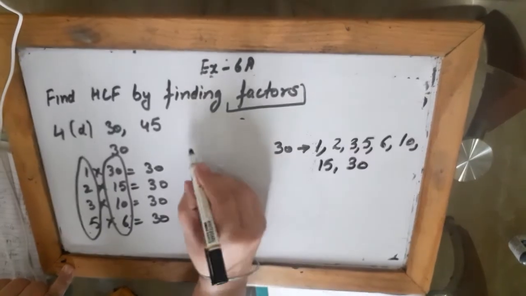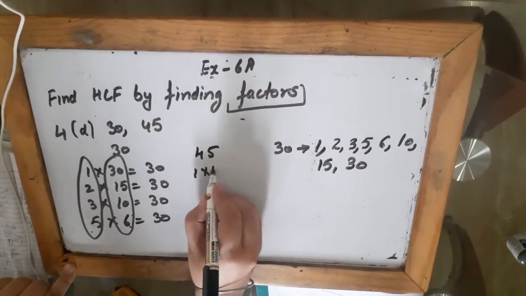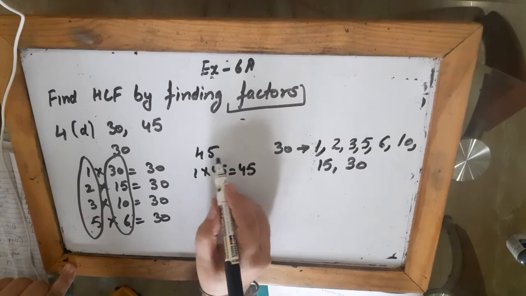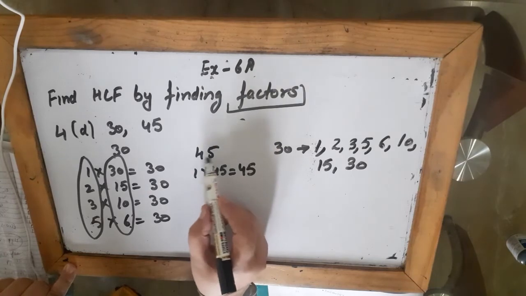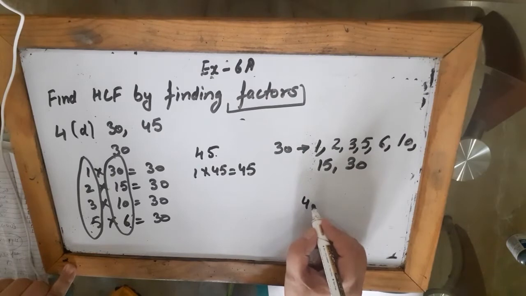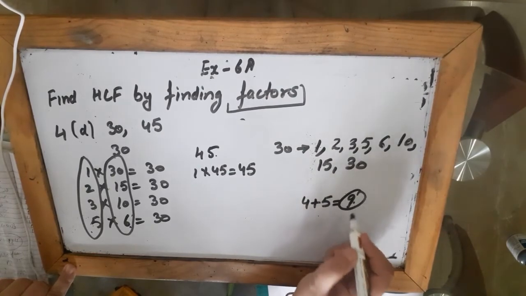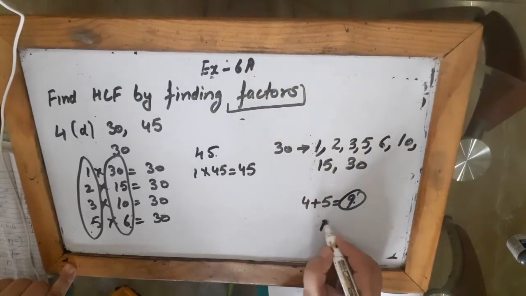Now let me take out all the factors of 45. So 1 45s are 45. Do you get 45 on the table of 2? No, because this is an odd number. So children, just remember the divisibility rules. Is this divisible by 3? Yes. What is the divisibility test of 3? You add the digits. 4 plus 5 is 9. So 9 is divisible by 3. So it means this number also is divisible by 3.